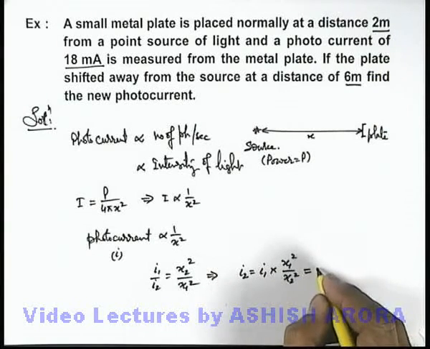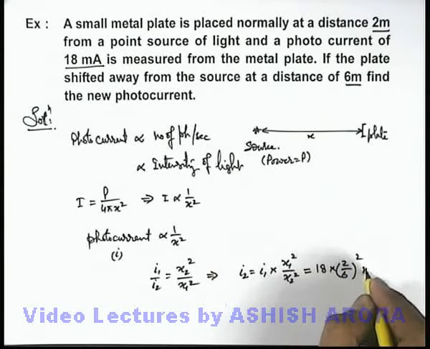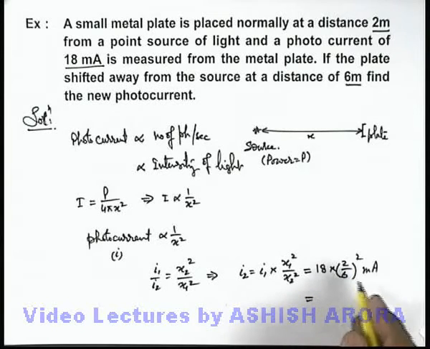So here we can write it 18 multiplied by 2 by 6 whole square milliampere. If you simplify, this will be 4 by 2, this will be 2 milliampere, that will be the answer to this problem.